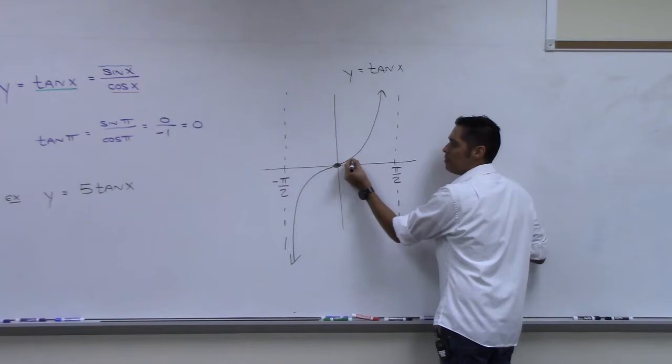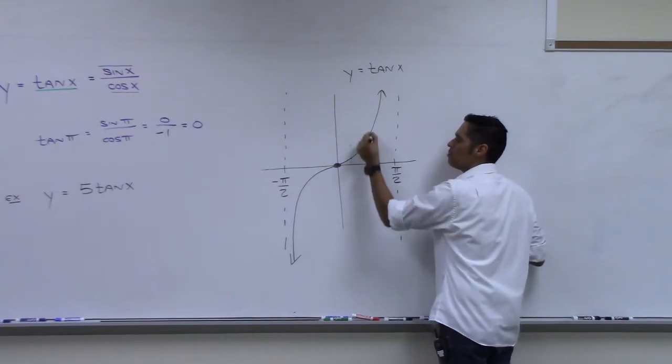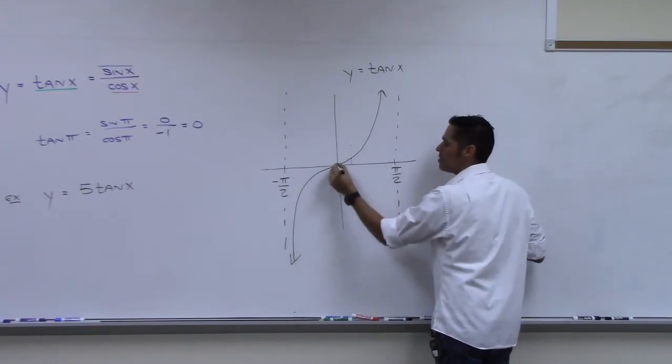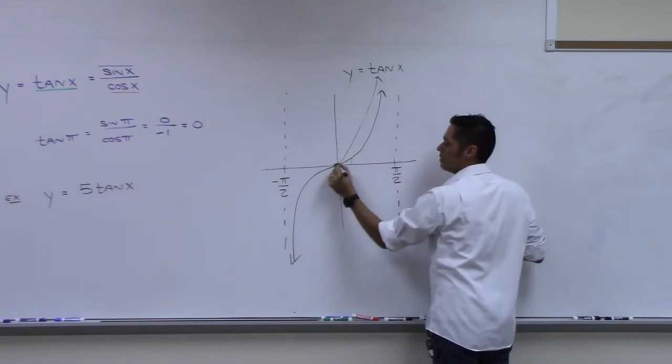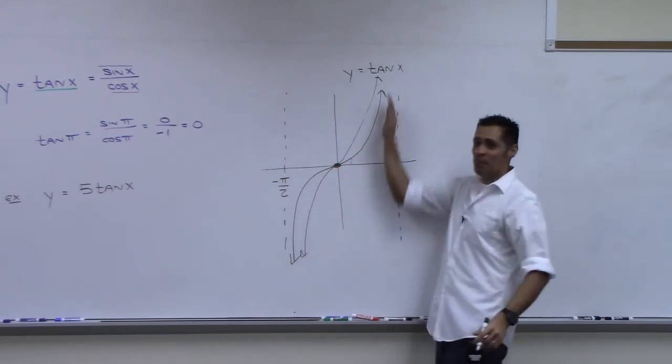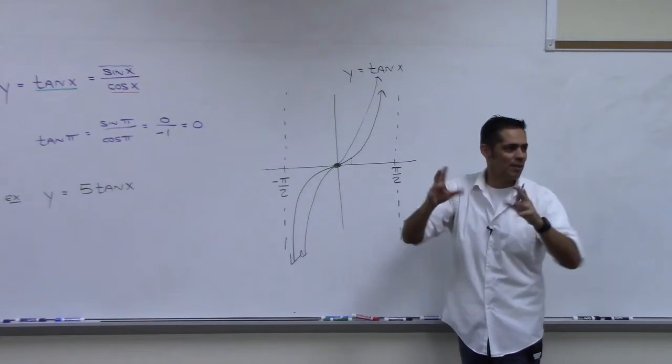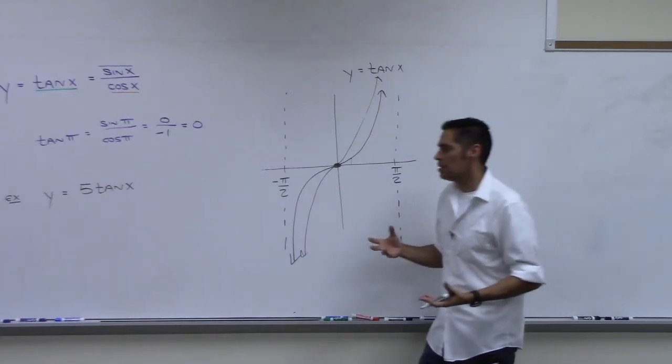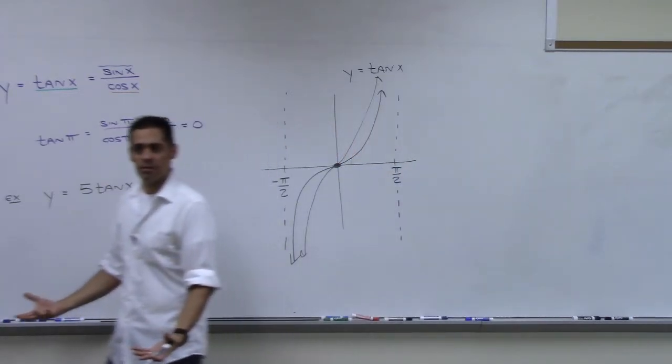Now this one right here would get multiplied by 5, so it would go up a little bit, and this one would go up. But at the end of the day, it would still look like this basic shape. Yeah, it's almost like zooming in or out. I mean, it's hard to draw it, in other words.